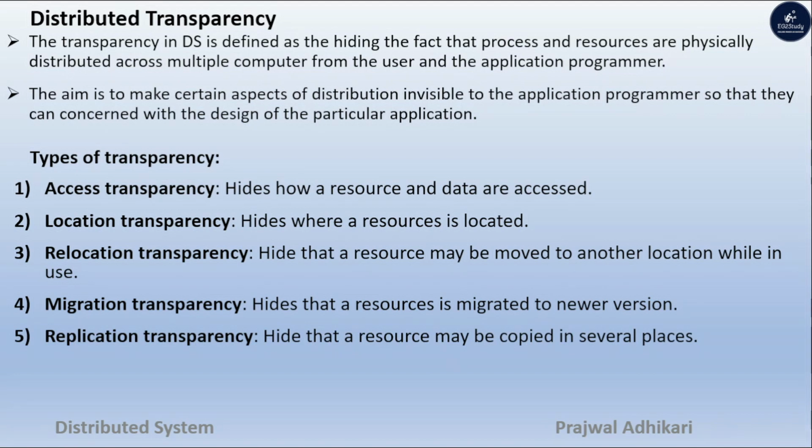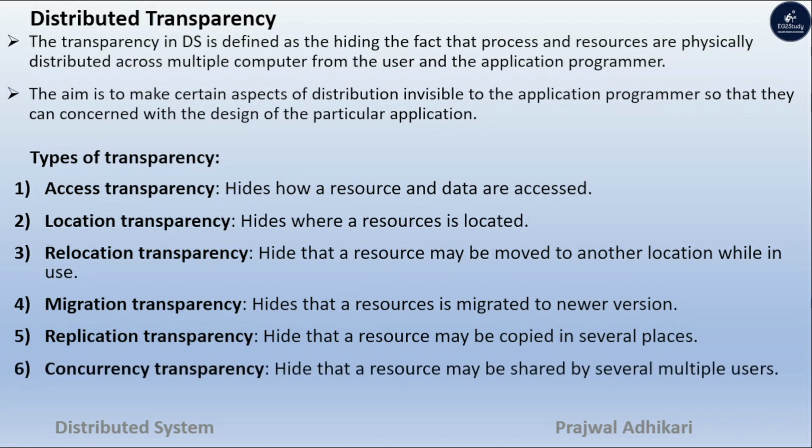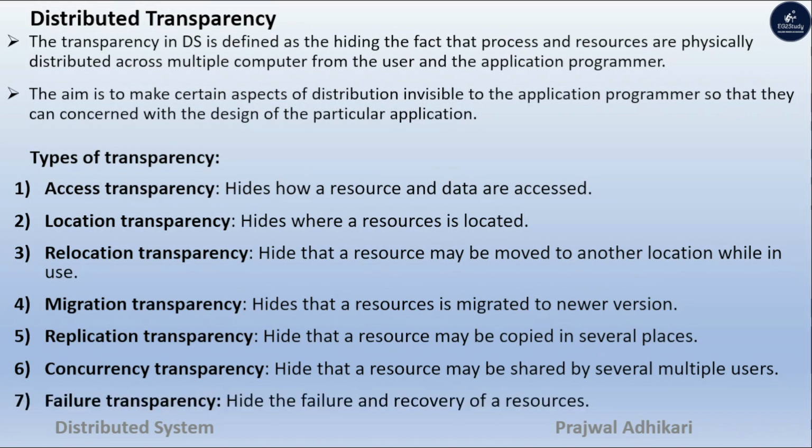Replication transparency. It hides the information that a resource may be copied in several places. Concurrency transparency. It hides the information that a resource may be shared by multiple users. Failure transparency. It hides the failure of the system and the recovery of the resource.